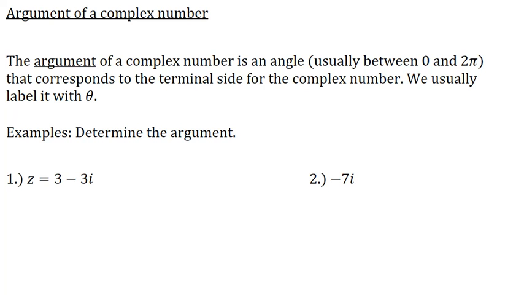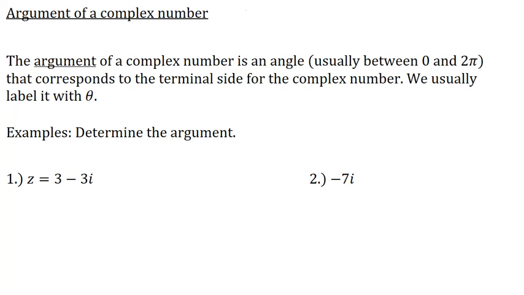Now we look at what's called the argument of a complex number. And the argument of a complex number is an angle, okay? And usually we're going to pick that angle to be some angle between 0 and 2 pi, so that we're basically within one positive revolution of the coordinate plane.